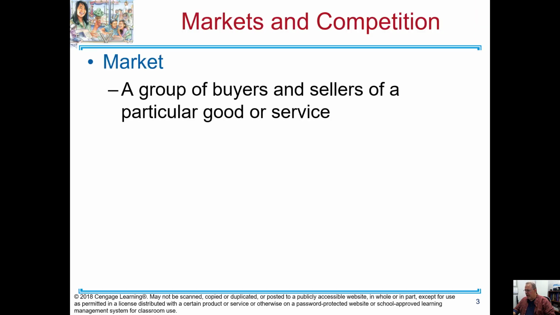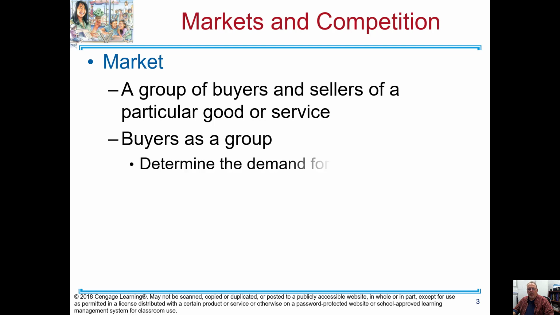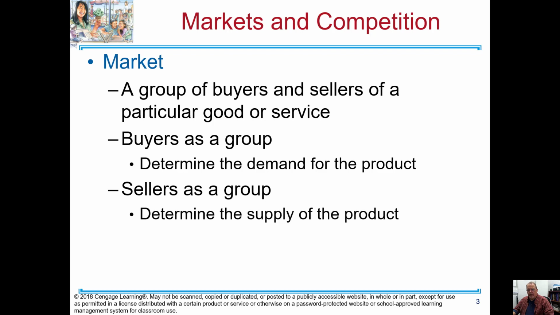First thing we have to do is define a market. A market is defined by a group of buyers and a group of sellers. If we have a single buyer or a single seller, it's difficult to work, as we would see in a monopoly. We can look at the buyers as a group, determined based on their demand for the product, and the sellers as a group of individuals selling or willing to supply the product to the marketplace.